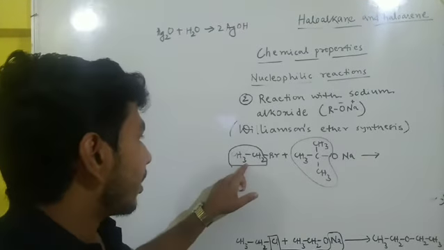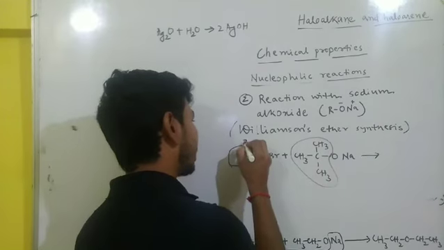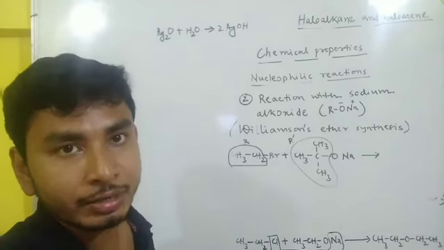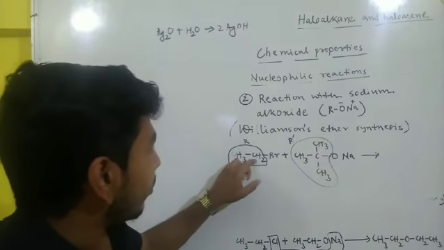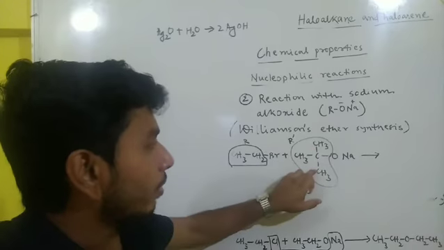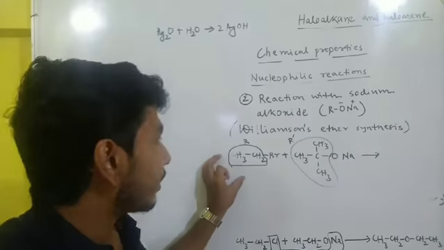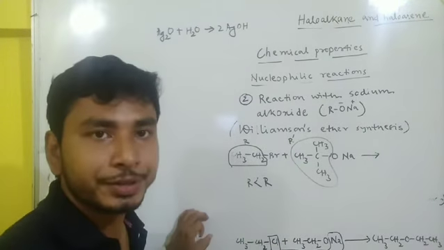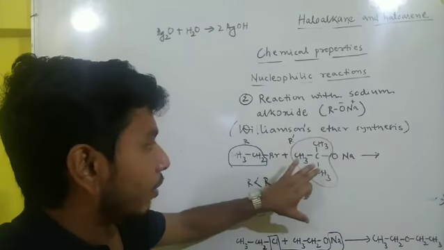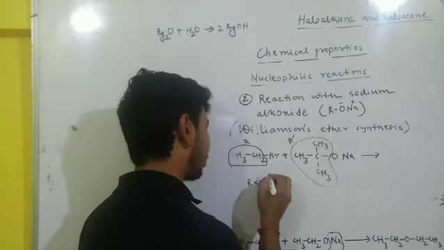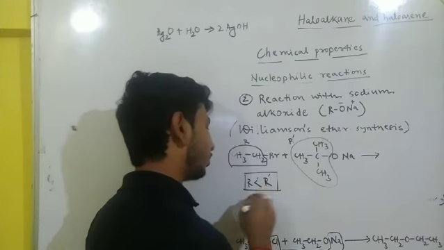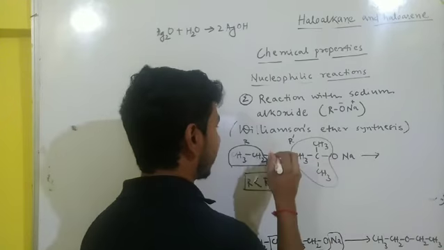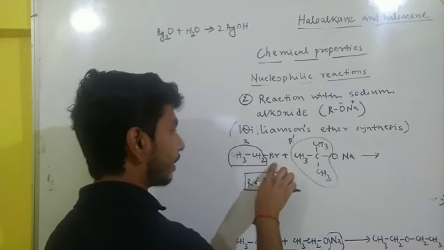So here this one is R and this is R dash, and we know that R should be smaller in size than R dash. Here R has 2 carbon atoms and R dash has 4 carbon atoms. R dash is larger in size, R is smaller. So R is smaller in size than R dash. If the two alkyl groups are not similar, then this condition has to be satisfied. Now for the product, NaBr is eliminated.